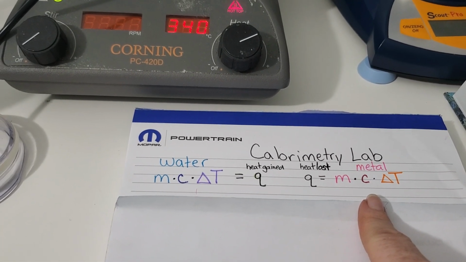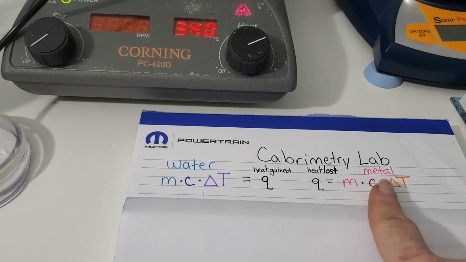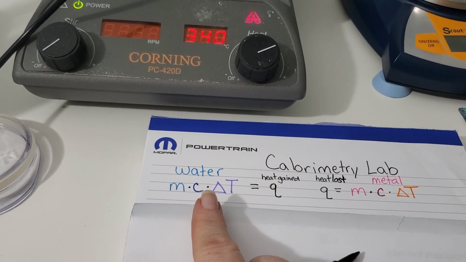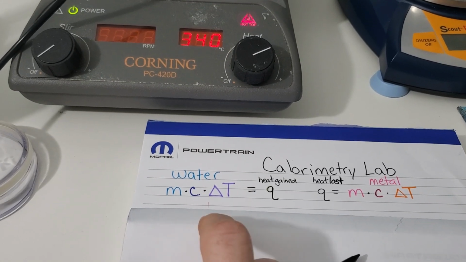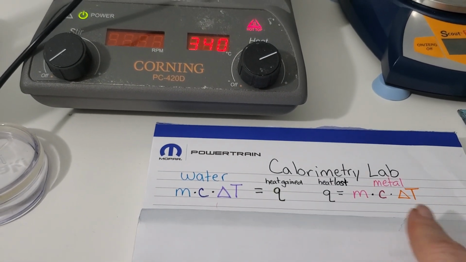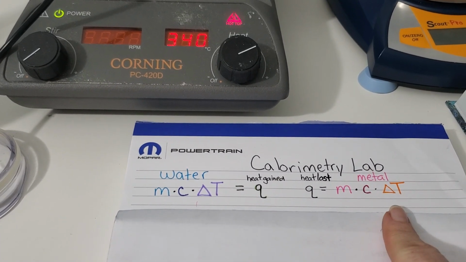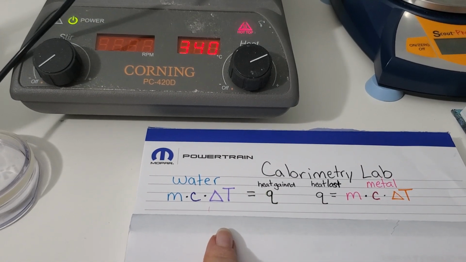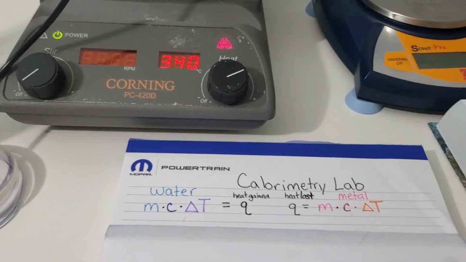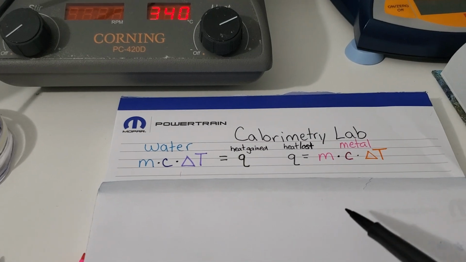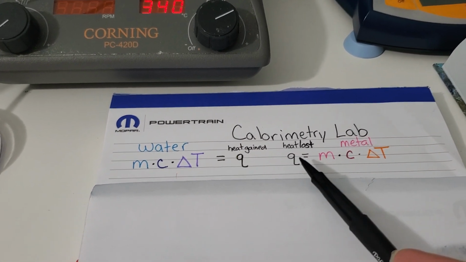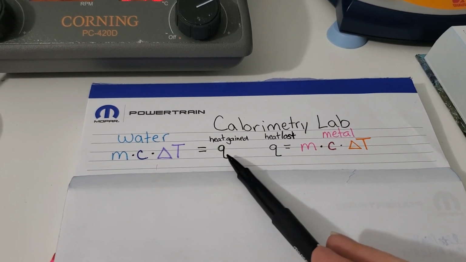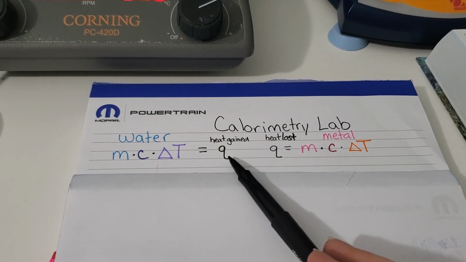And it's going to cool down, the metal will cool down, and the water will heat up, and eventually they'll equal out and be the same temperature. So my final temperature for the metal and my final temperature for the water should be the same because when the temperature stops changing, they'll both be at the same temperature. And so whatever heat my metal loses is going to equal the heat that the water gains.